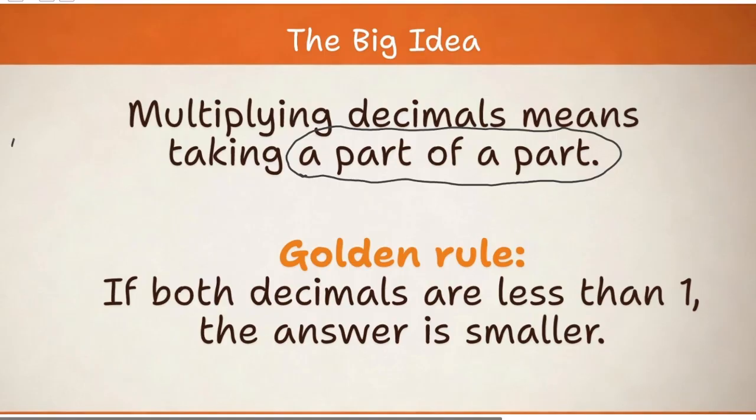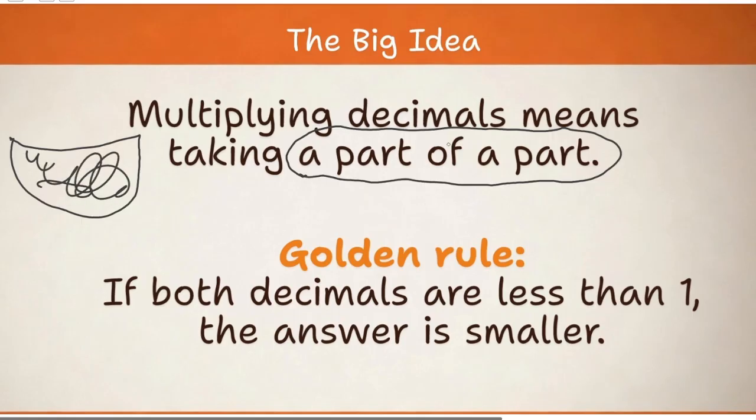You have a full bowl of milk, and you take a part of that milk in the morning. Then you come back in the afternoon to take another part. What you have left is not a whole anymore. It is a part. Then you come in the afternoon to take a part of that part. So that is what multiplying by decimals means.